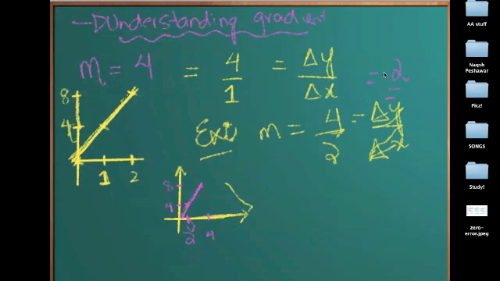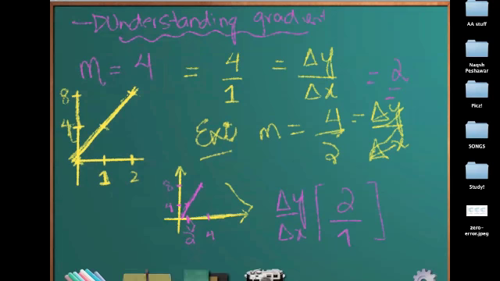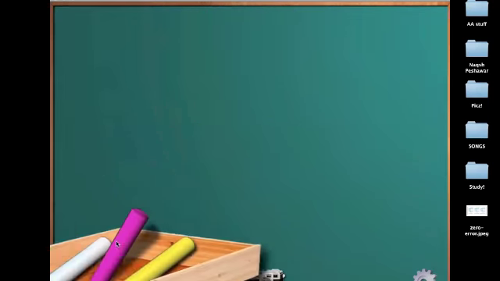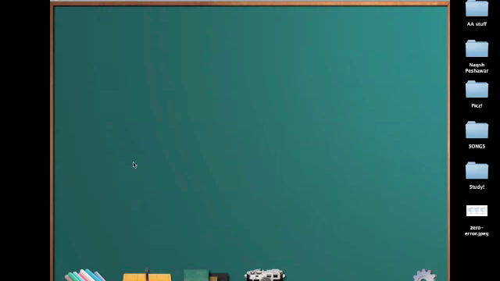You can also take it, if the gradient is given as 2, you can again take it as 2 over 1. For every 1, the height increases by 2. For every 2, the height would increase by 4. For every 4, the height would increase by 8. So it's again simply a ratio of the y, delta y, over delta x. Now let me take another example which would make things a little more clear for you.